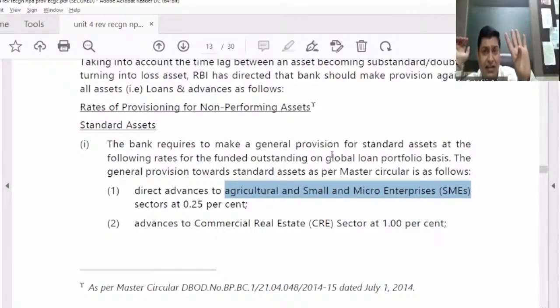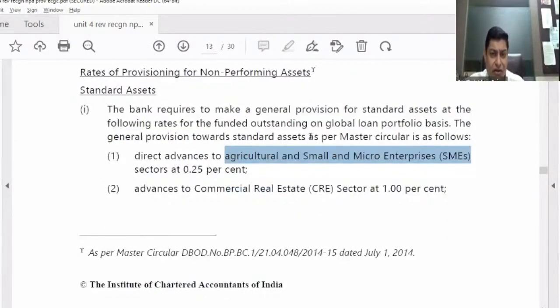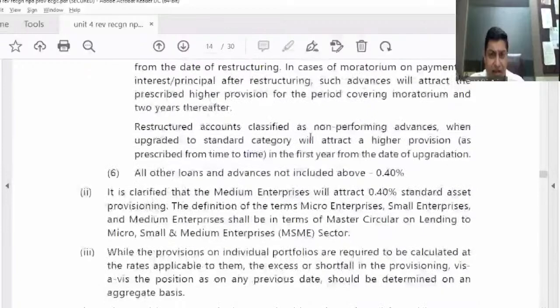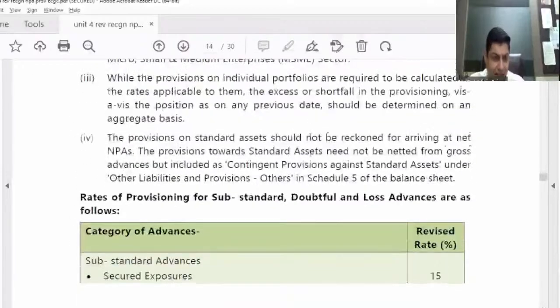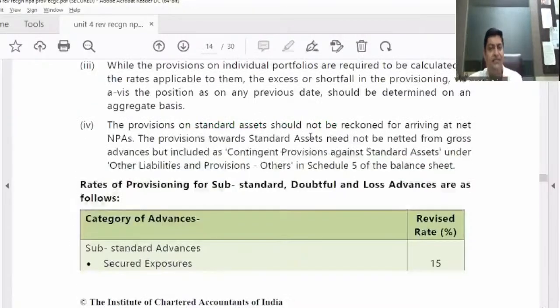So 4 things are there. If it is agriculture and SME, it is 0.25 percentage, CRE 1 percentage, CRE housing 0.75 percentage, other 0.40 percentage. So the standard asset story is done. Okay, now the table is here.